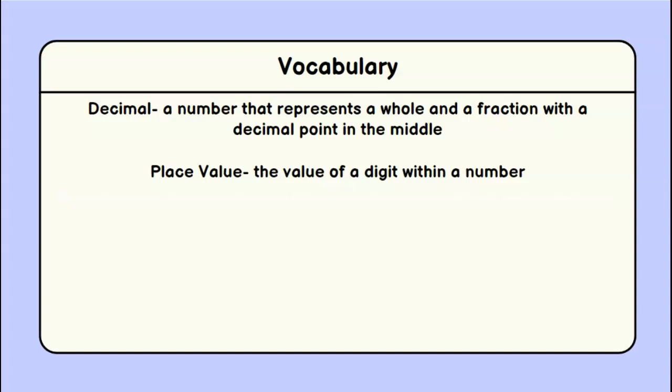Vocabulary for today is knowing that a decimal is a number that represents a whole and a fraction with the decimal point in the middle. And then knowing that place value is the value of a digit within the number.